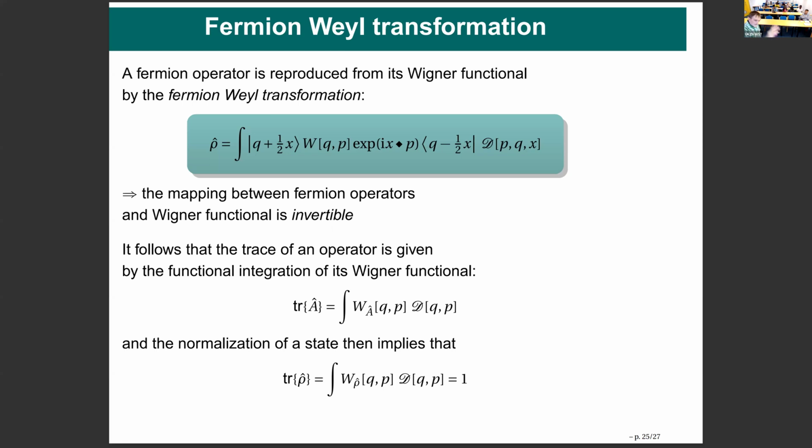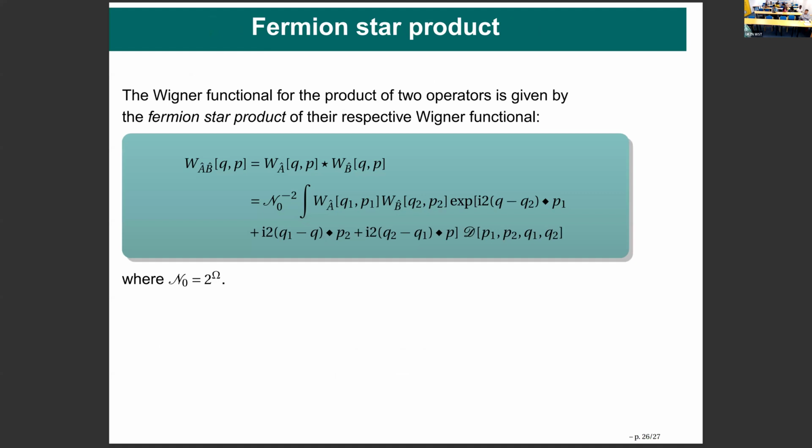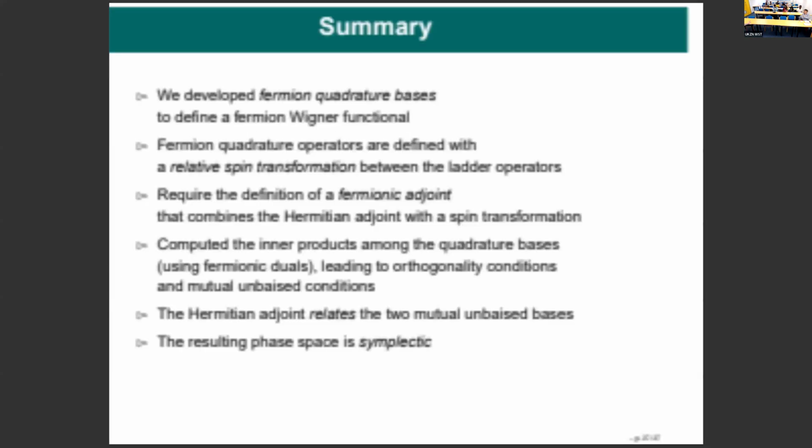Very important. It leads to the fact that my trace is the integral over the Wigner functional, and if I want to normalize, it means that that thing must integrate to 1. And the last thing is just the star product. So in other words, if I want to calculate the Wigner functional of the product of two operators, it is represented in a star product, and you can calculate it, and it comes out to be some functional integral of the Grassmann function. All right, I'm through this.